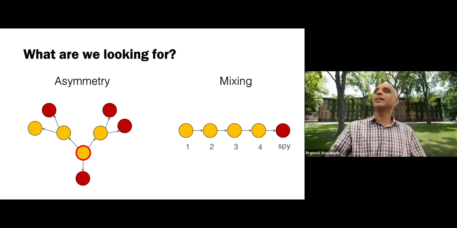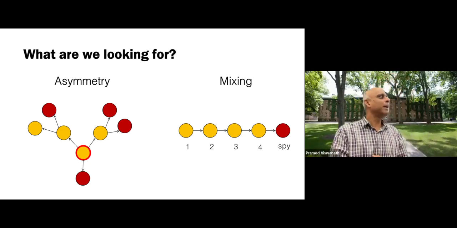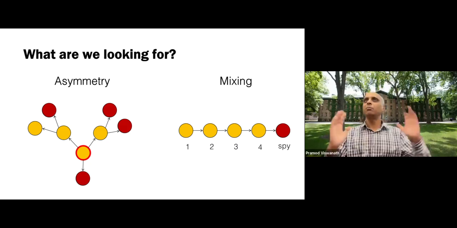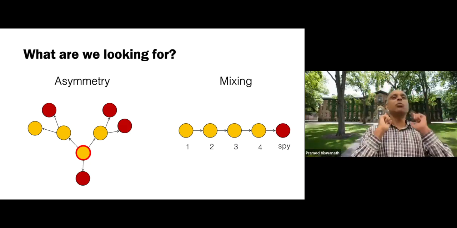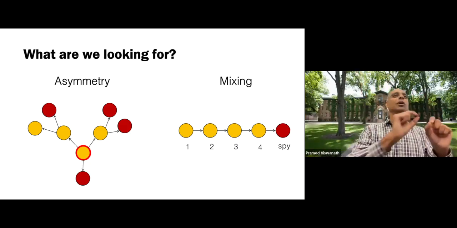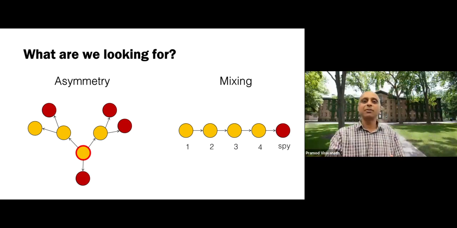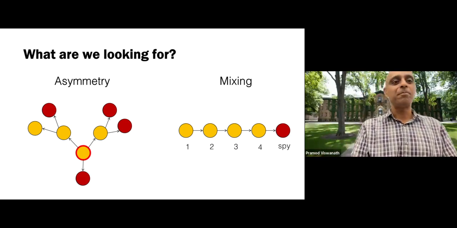So you want some asymmetry. You don't want symmetric graph structures. You also want to make sure that there is mixing. That means an eavesdropper can receive the same packet from multiple paths. If there's only one path I can get it from, then I know that the source must have been along that path. So I need to have some mixing. A line is a bad idea.